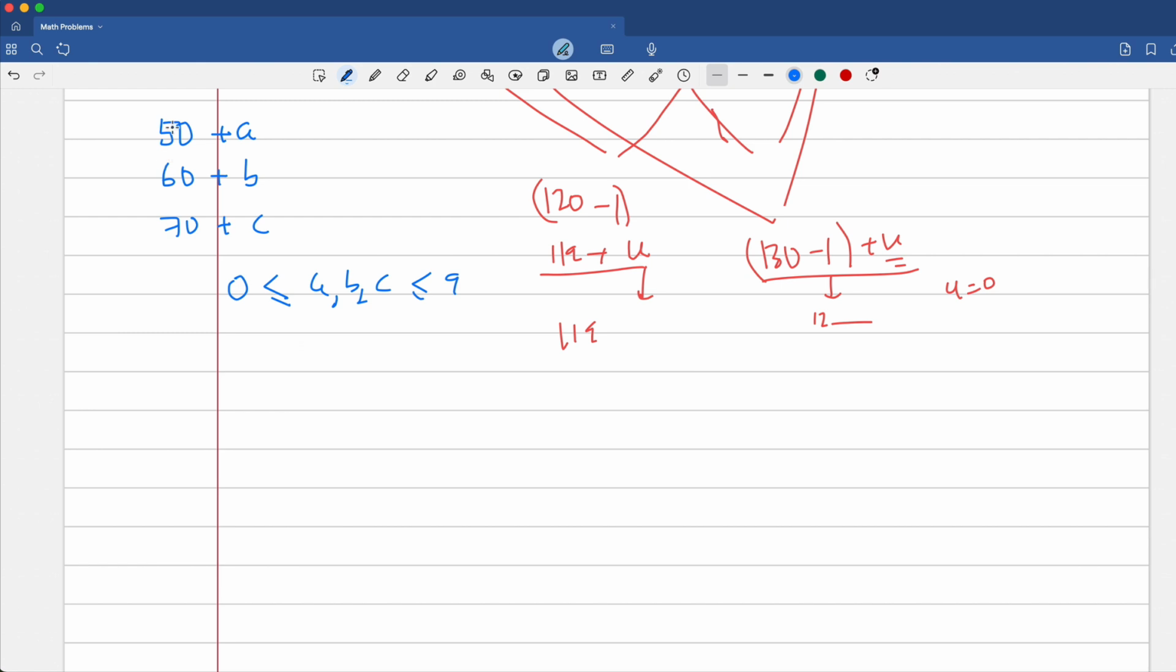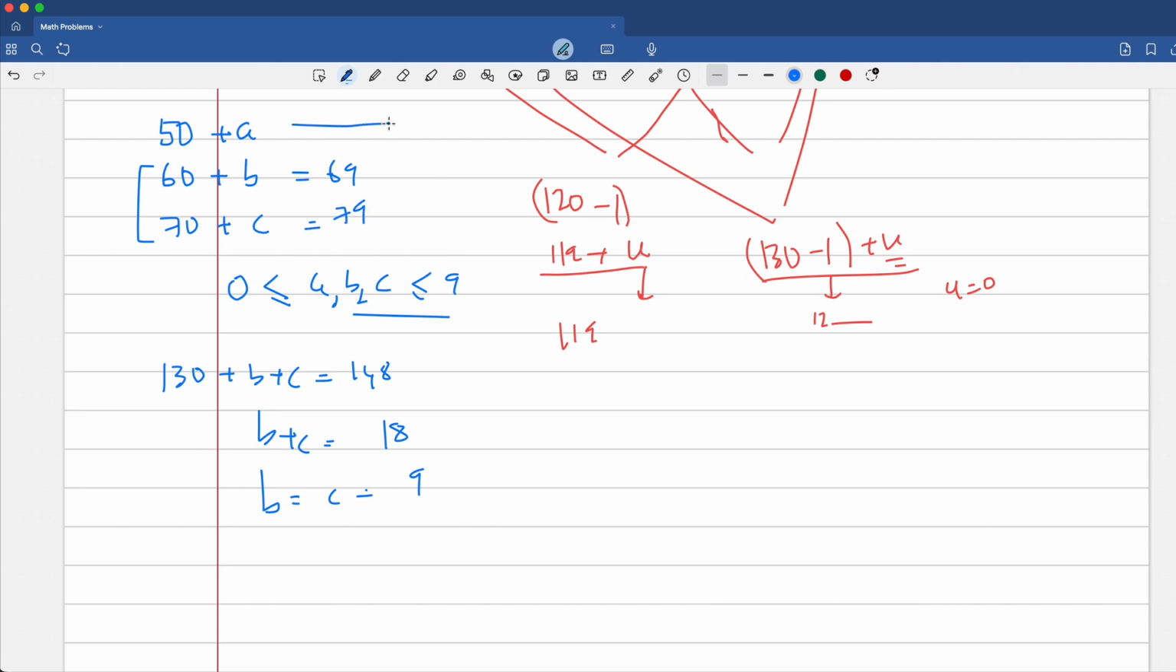Okay, so now that we have this, I know that I need to get to 148. So if I mathematically combine these two together, I end up getting 130 plus b plus c is equal to 148, and therefore b plus c is equal to 18. And remember the inequality that b and c have to be less than or equal to 9. So the only way this works is if b is equal to c is equal to 9. So this number ends up being 69 and this number ends up being 79.